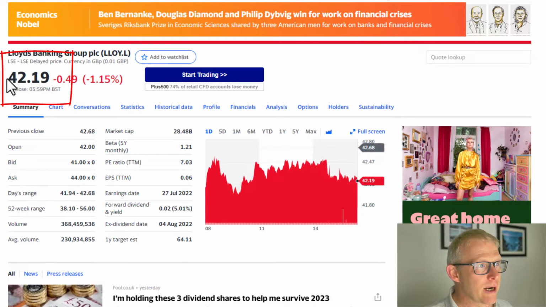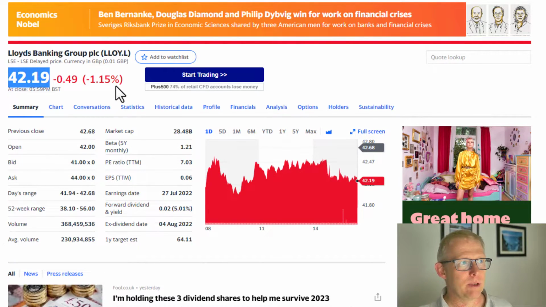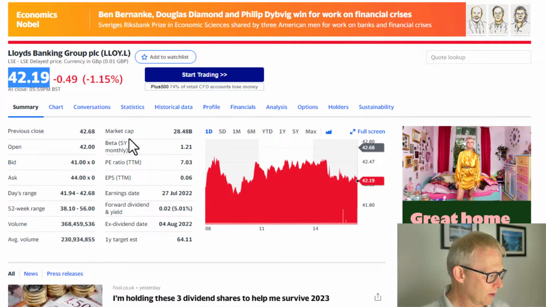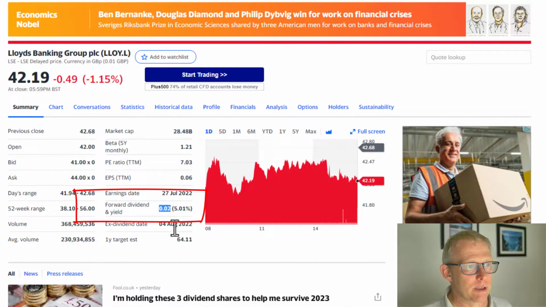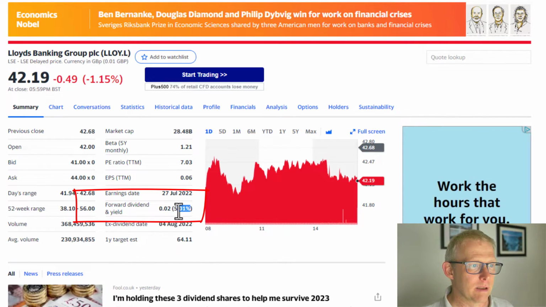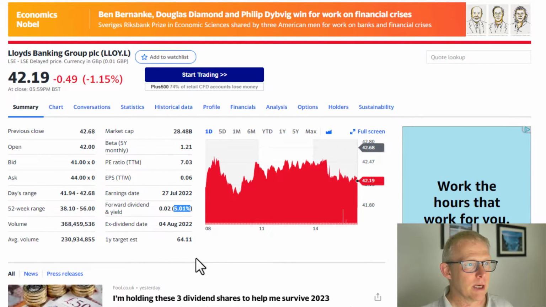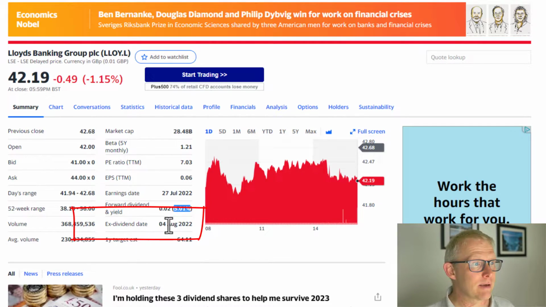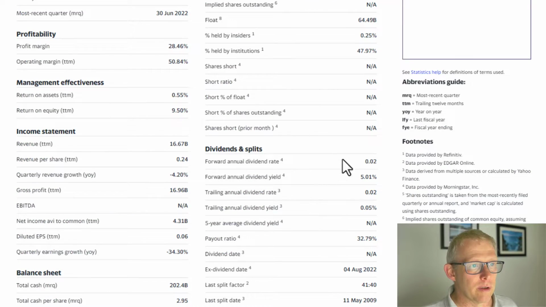So the price per share can be found here, just below the name and the ticker symbol. And then we're looking for our annual dividend per share, which is here. And that then gives us our dividend yield, which is 5.01%. While I'm doing this, it also shows you where the ex-dividend date is as well, and under some statistics we get to see a little bit more on your dividend dates, ex-dividend dates.